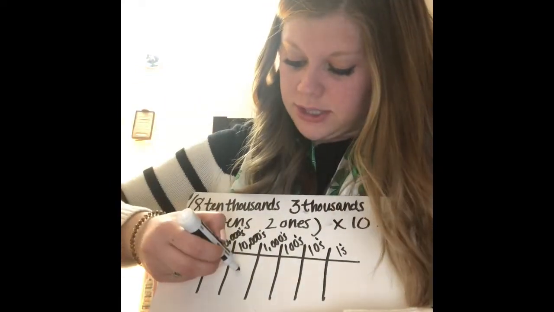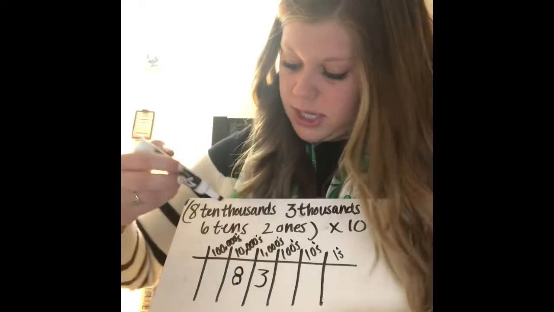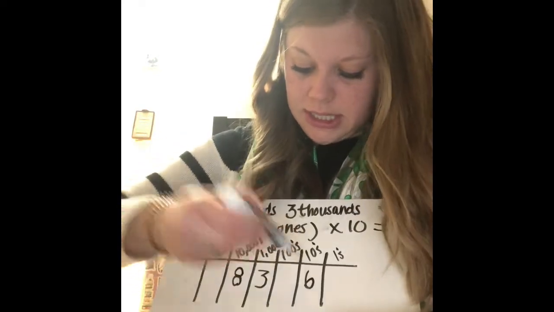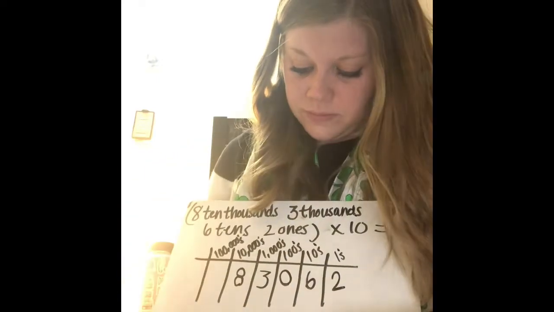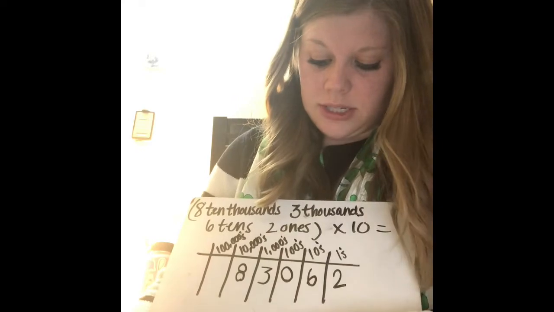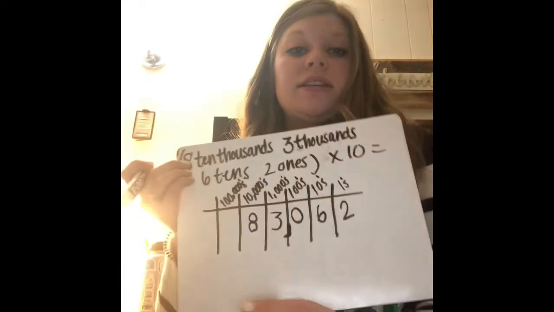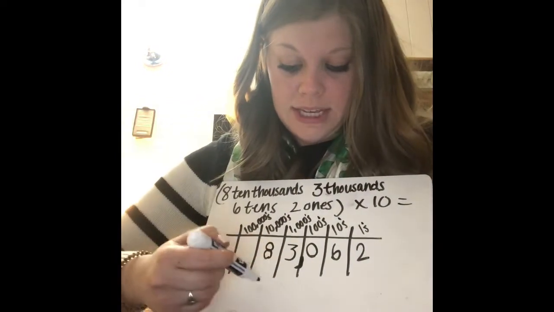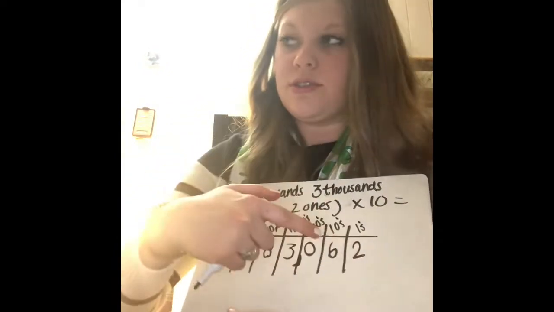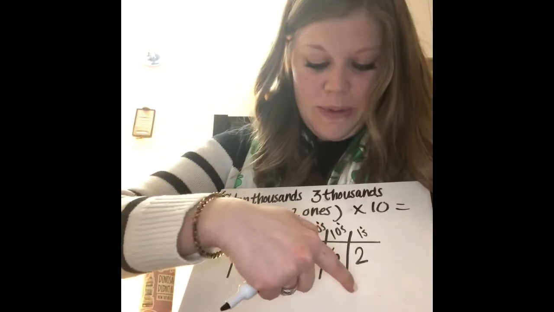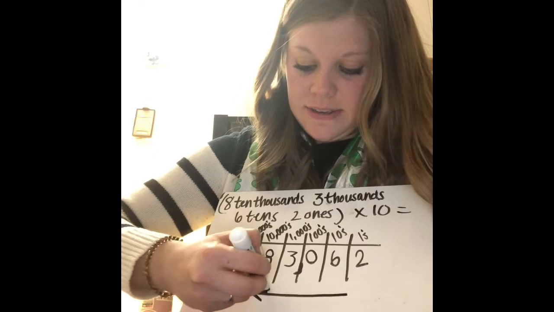8 10,000s. I'll put an 8 in the 10,000s place. 3 thousands, a 3 in the thousands place. 6 tens, and 2 ones. So I don't have any hundreds here. So I have the number 83,062. And I want to multiply that number by 10. Remember, when we divided, we shifted every digit over that way to the right. When we multiply, we're going to shift every digit this way.